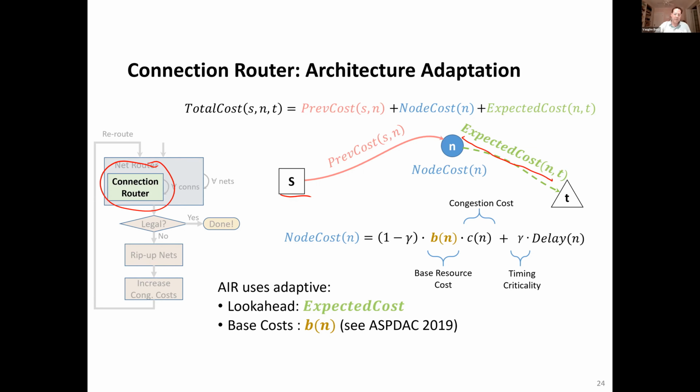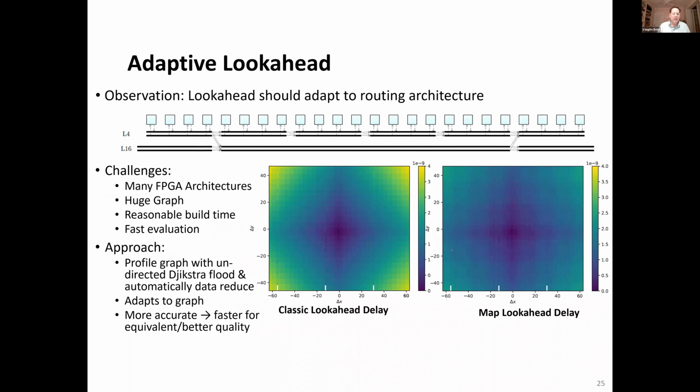We also make this base cost adapt to the architecture, but I'm not going to talk about that. You can see the Asia Pacific DAC paper if you'd like to know more about that. Okay, so figuring out the expected cost is called a look ahead. Guess what's going to happen from a certain point in the routing architecture to your target. And that look ahead should adapt to the routing architecture.